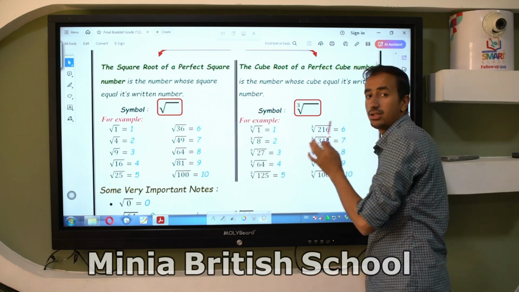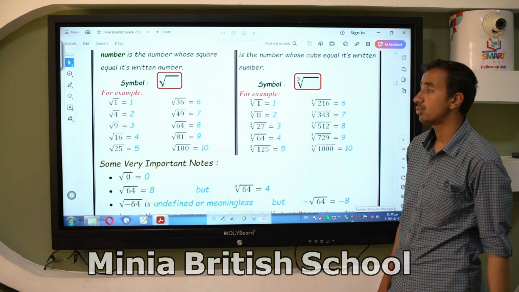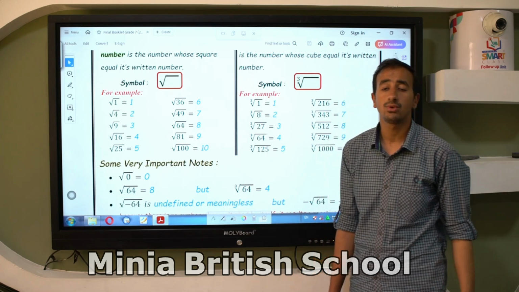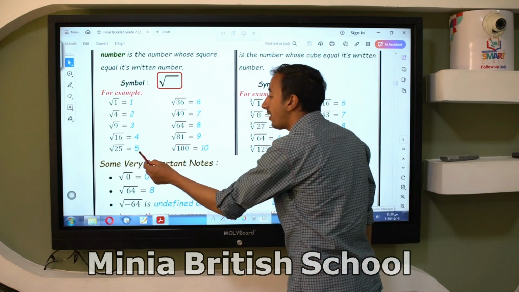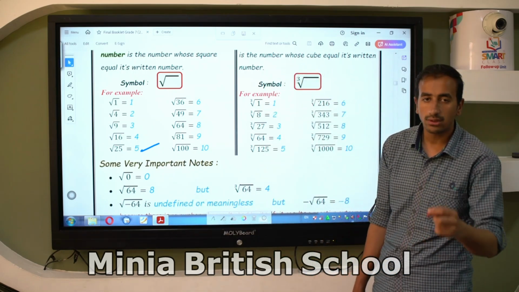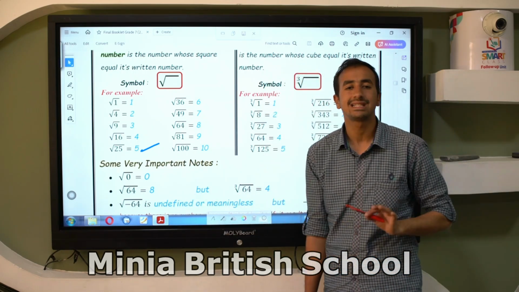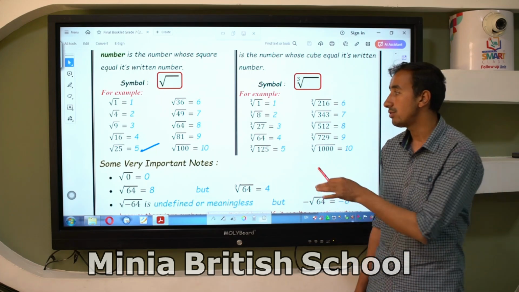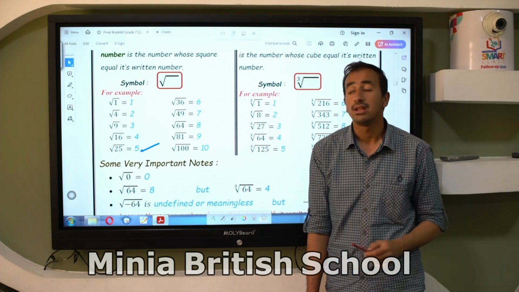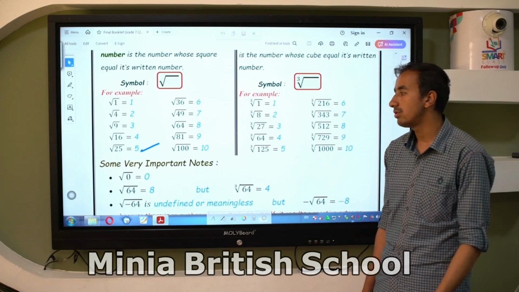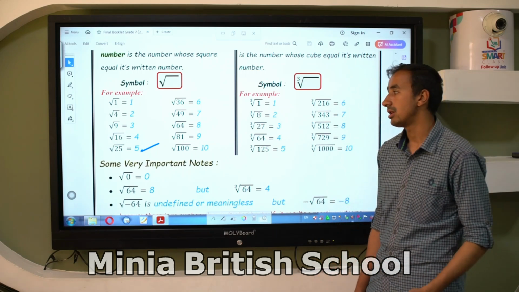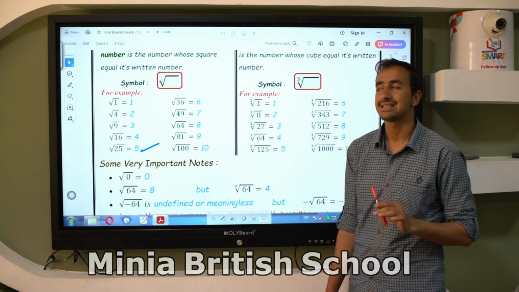Square root and cube root. So I can write here: square root of 1 equals 1, square root of 4 equals 2, square root of 9 equals 3, square root of 16 equals 4, square root of 25 is 5 because 5 times 5 equals 25. Excellent. Square root of 36 is 6, square root of 49 is 7, square root of 64 is 8, square root of 81 is 9, square root of 100 is 10.